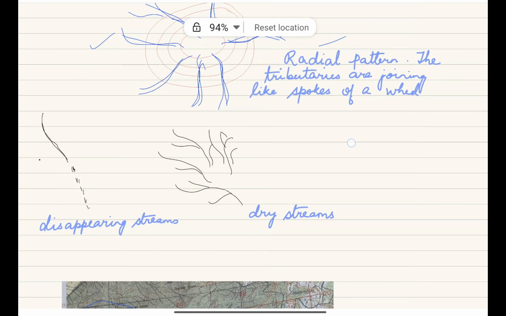Now children, we have one more symbol. This is disappearing stream. You will see this line on the surface, and the part which you cannot see will be broken. That means this part was on the surface, and once it penetrated inside, the river cannot be seen on the surface, then these broken lines indicate that this is a disappearing stream. And more or less in topo sheets you will see all black lines. This black line symbolizes dry streams.